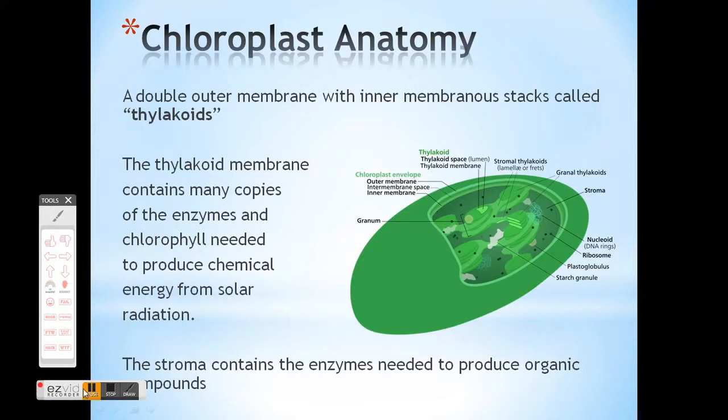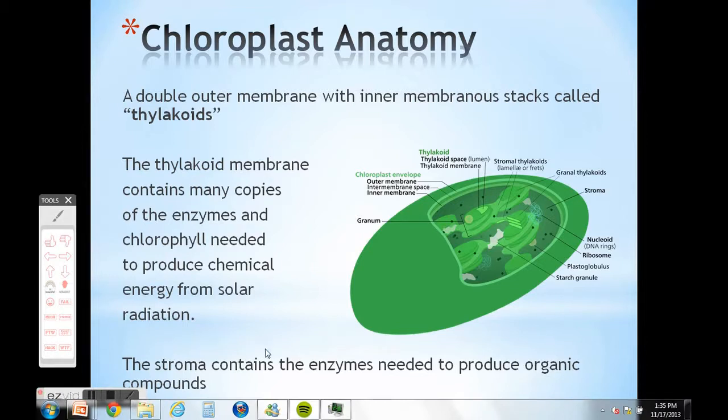And then the chloroplast is similar to the mitochondria here, but it actually uses sunlight to convert it into another form of chemical energy, sugar. So the chloroplast contains a double membrane with an inner membranous stack called a thylakoid. The thylakoid membrane contains many copies of the enzymes and chlorophyll needed to produce chemical energy from solar radiation. So chlorophyll is actually the pigment used to absorb that sunlight, so it can then be converted into sugar.